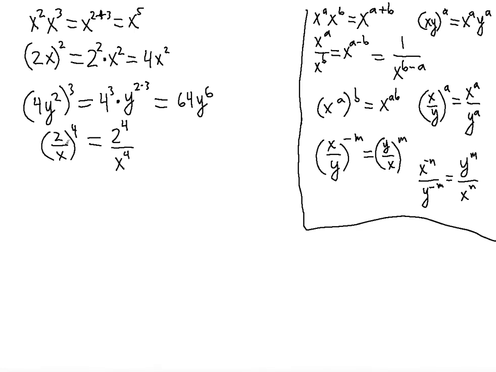So you split the numbers 2 and x, and you apply the power 4 to them individually. You will have 2 raised to the power 4, which is equal to 16, over x to the 4.